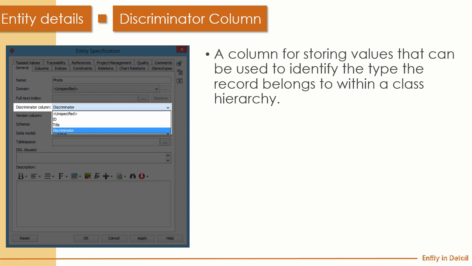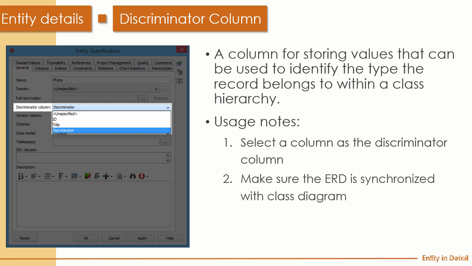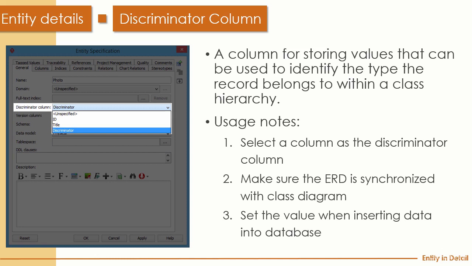By definition, the discriminator column is used to store the value to identify which class the type belongs to. To use it, it's easy. You just select the column as a discriminator column and make sure that after you specify this column, the ERD is synchronized with the class diagram. We have another lecture that talks about the synchronization of ERD and class diagram. And you will set the value when inserting the data into the database. If you use the Hibernate framework, you don't need to set this value because Hibernate will set it for you.